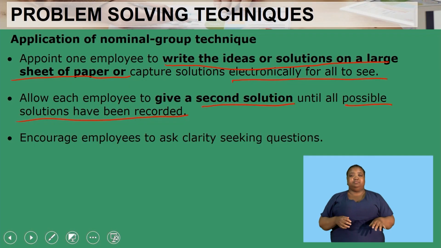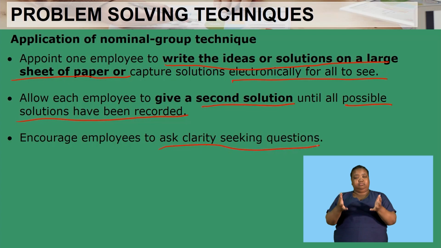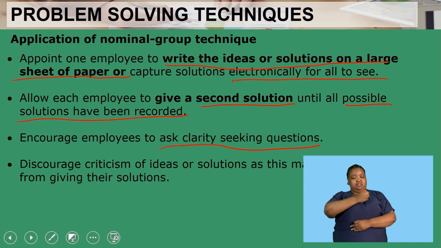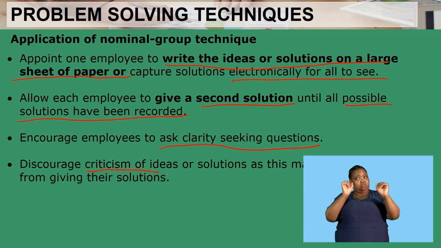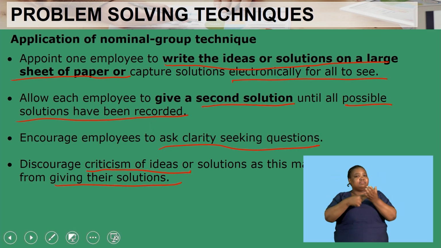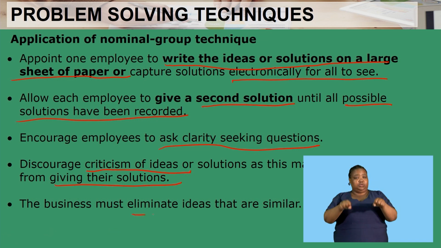Encourage employees to ask clarity-seeking questions. Again, employees are now allowed to voice their opinions. We're discouraging criticism of ideas or solutions, as this may prevent others from giving their solutions, which is good. The business must eliminate ideas that are similar. If they are similar, then we are eliminating them. We're not going to take those ideas.